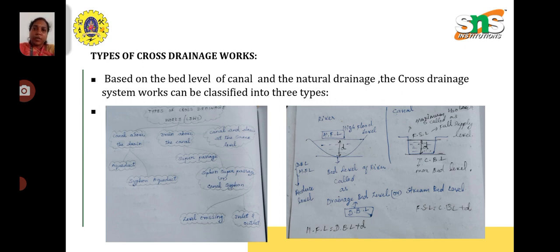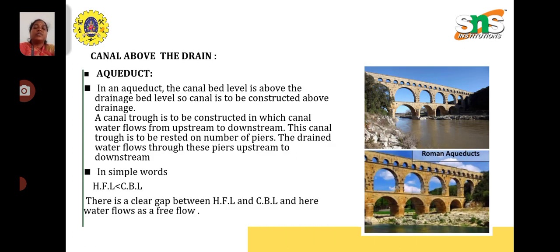Coming to the types of the cross drainage work, there are many types available. That is the aqueduct, siphon aqueduct, super passage, canal siphon, level crossing, canal inlet, and the outlet. First, we are going to talk about the canal above the drain.